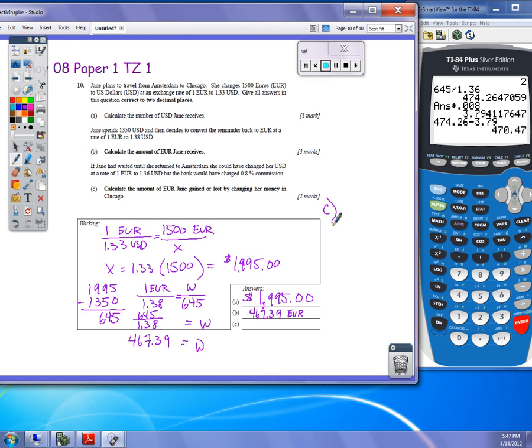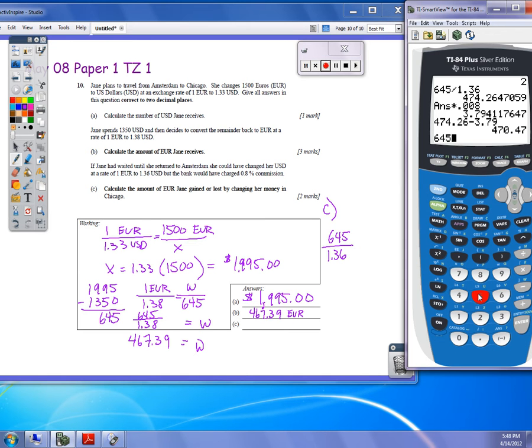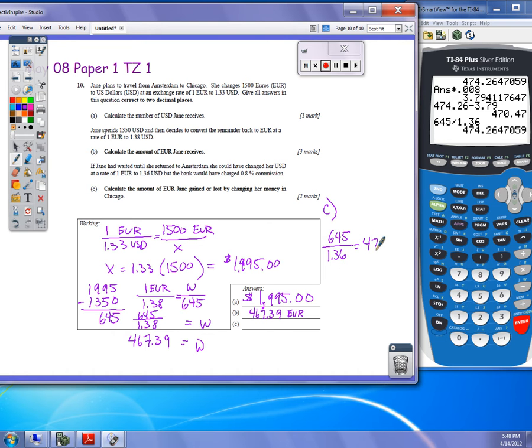In part C, instead of dividing by 1.38, we're going to divide by 1.36. So when I do 645 divided by 1.36, Jane gets 474.26 euros.